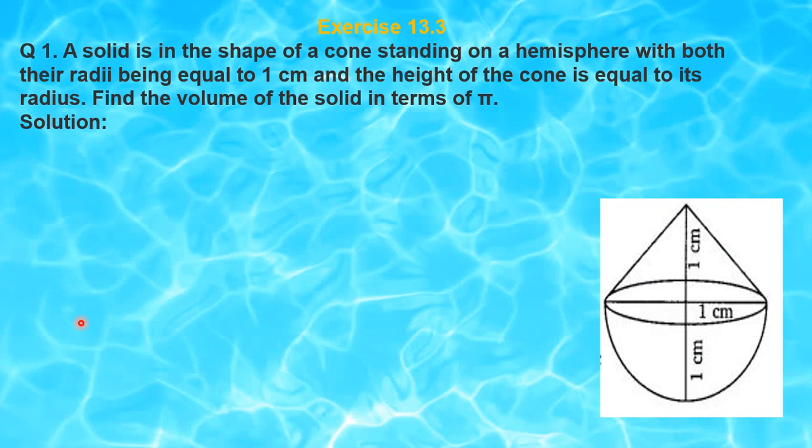A solid is in the shape of a cone standing on a hemisphere with both their radii being equal to 1 centimeter and the height of the cone is equal to its radius. Find the volume of the solid in terms of pi.